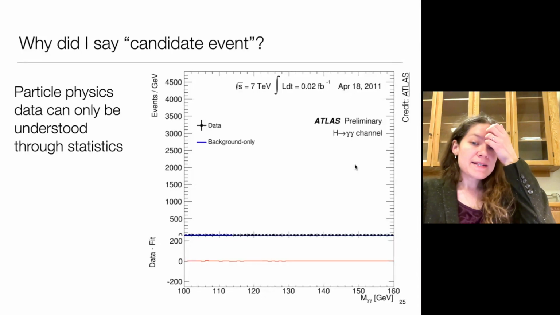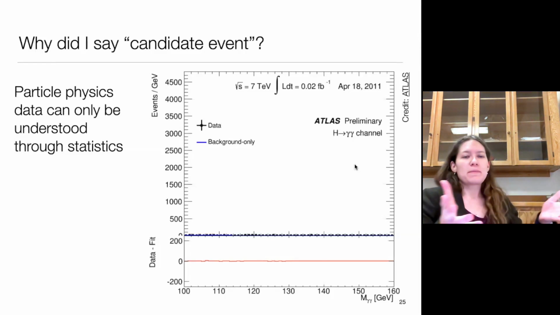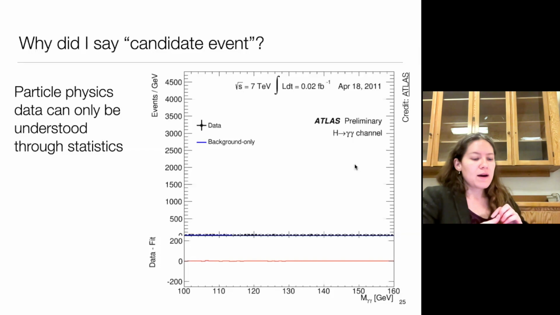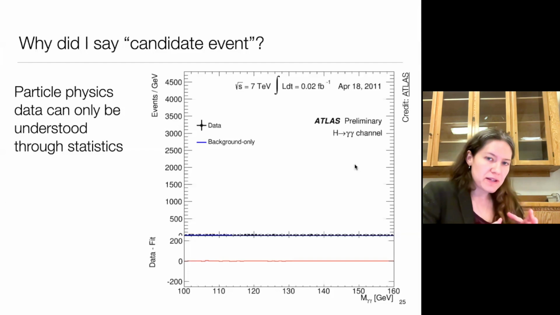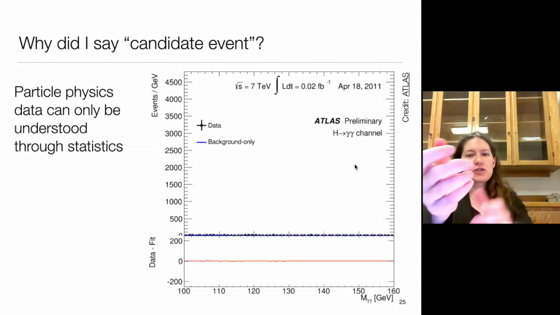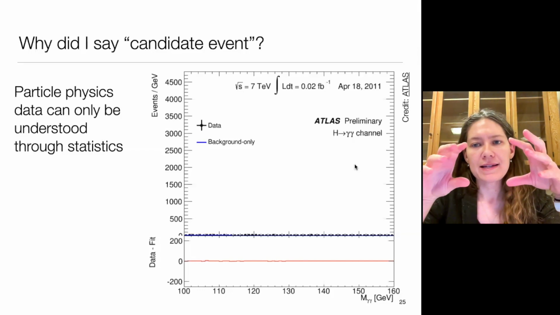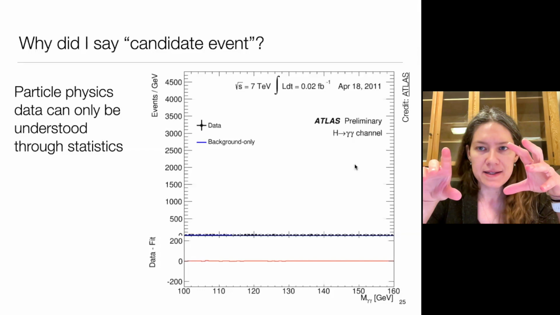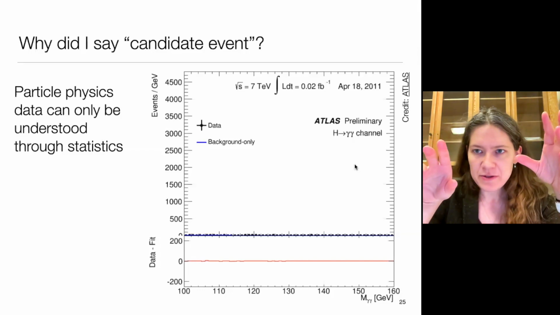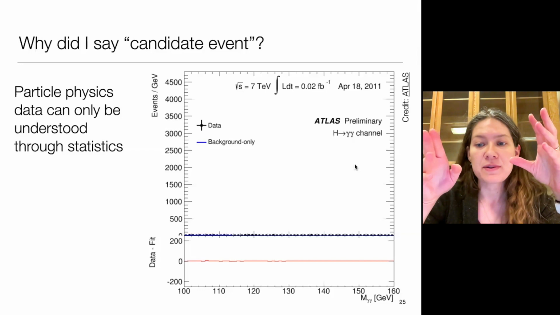Now, why did I say candidate event as opposed to just event? Why can't we call that a top anti-top collision? Particle physics can only be understood through statistics. You really can't look at an individual event and know for sure what it is. And so to show you what I mean, I'm going to show you a little animation here. In this animation, we're going to look at data collection by the ATLAS experiment from April of 2011 to the middle of 2012, when the discovery of the Higgs boson was announced.